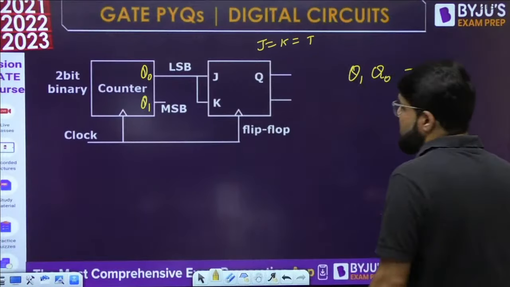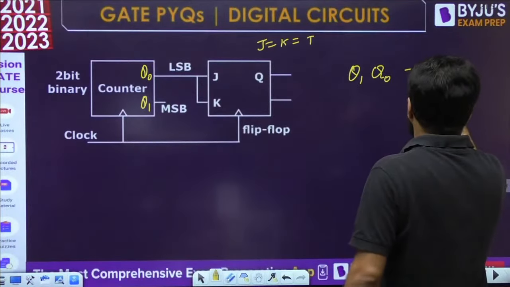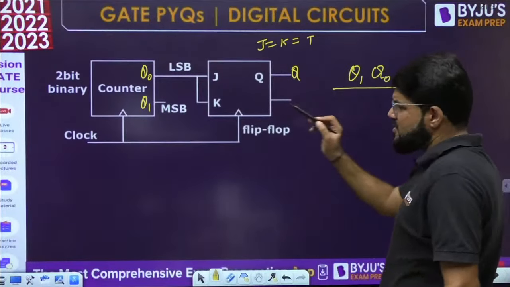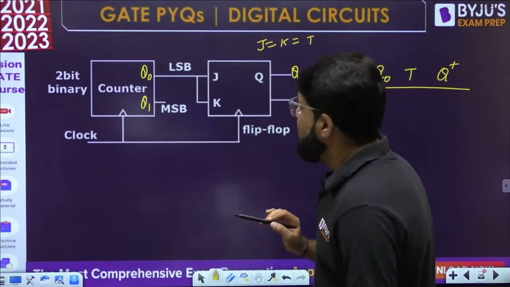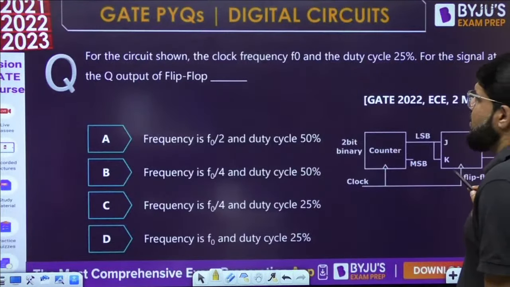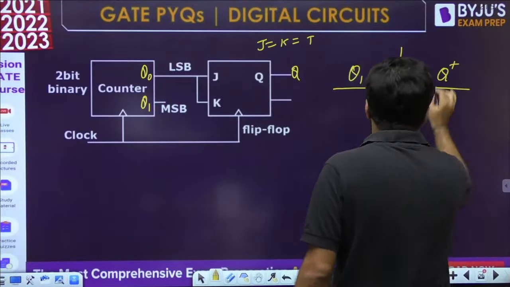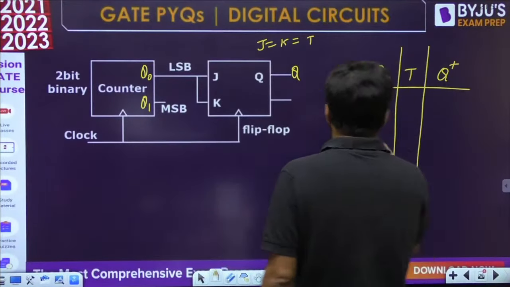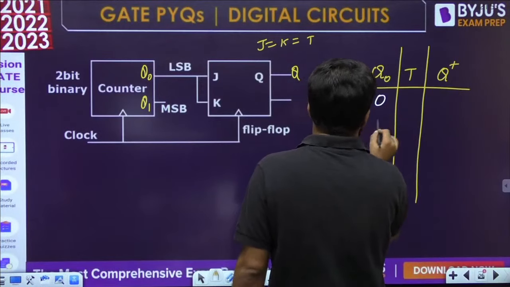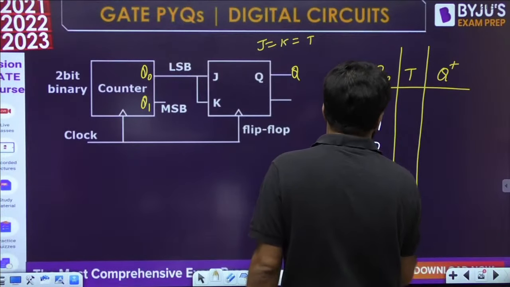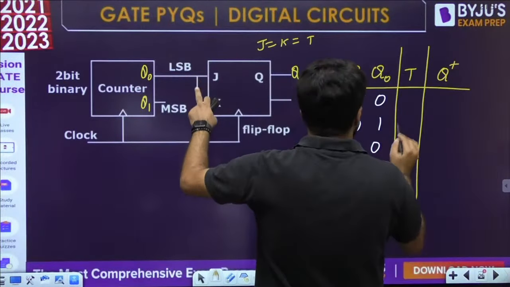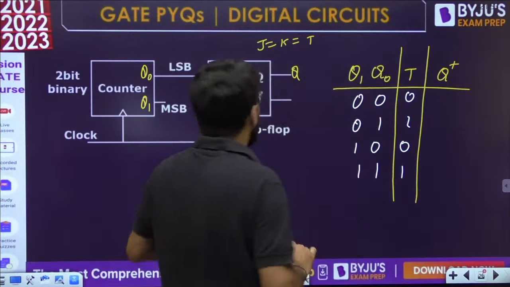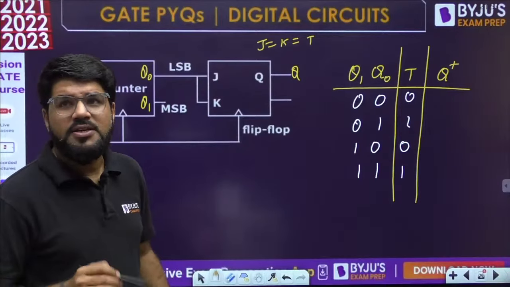Based on Q0, whatever is the value of Q0, that is itself the value of T, J and K, and based on that, the next state Q plus. It's a regular 2-bit binary counter. So write down all possible 4 combinations: 00, 01, 10, and 11. Whatever is the value of Q0, that will behave as the T input: 0, 1, 0, 1. And based on that, the next state.